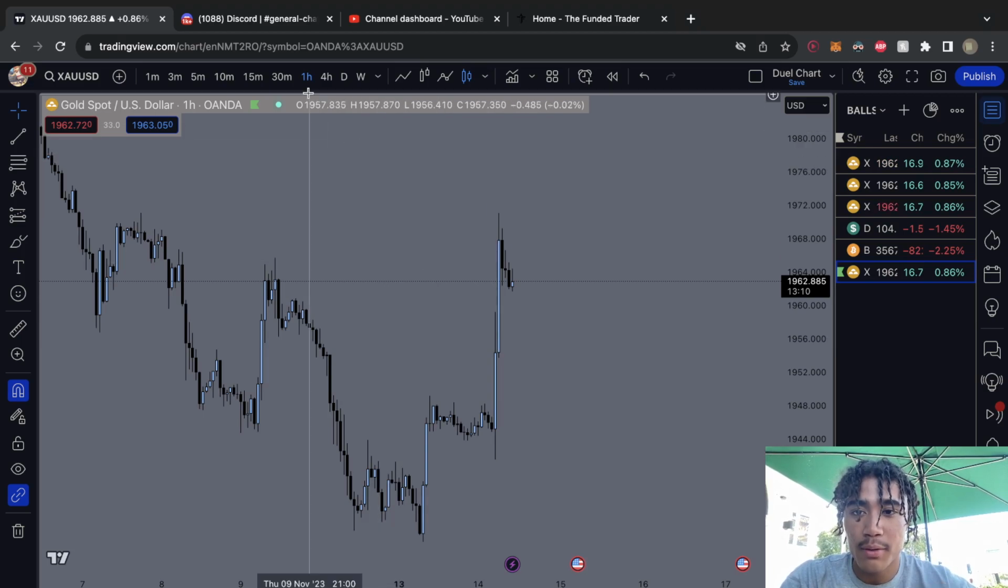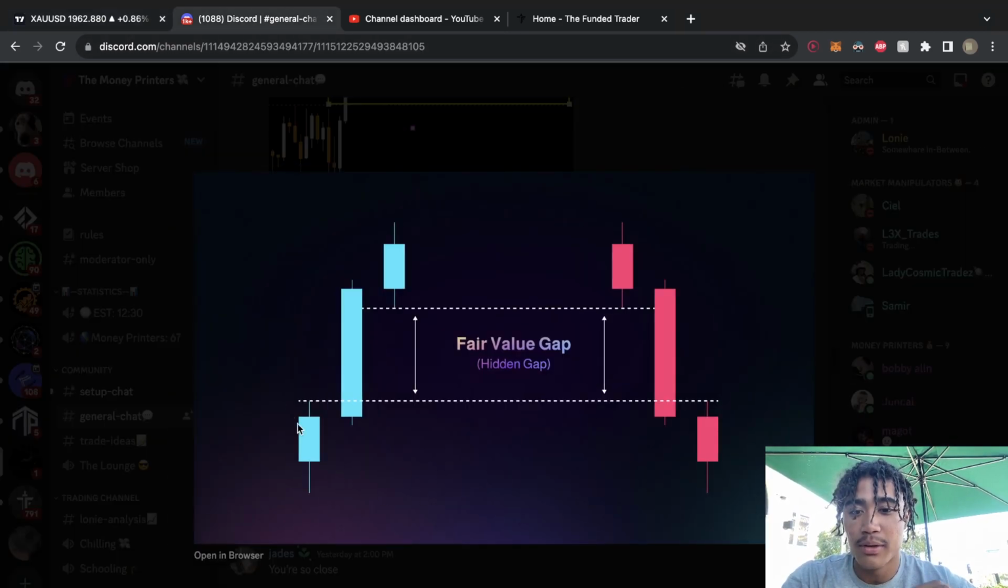Let me show you a photo example. Shout out to my boy Jades in the Discord. He sent this image. If you have to picture a fair value gap, this is how it looks. Of course, I could have shown you on my chart, which we are going to go into, but this is how I want you to picture it with the description I gave: an area within the market in between two candlesticks that has no contradicting orders.